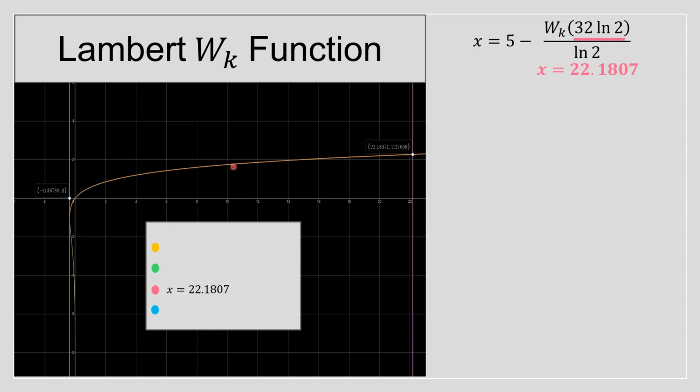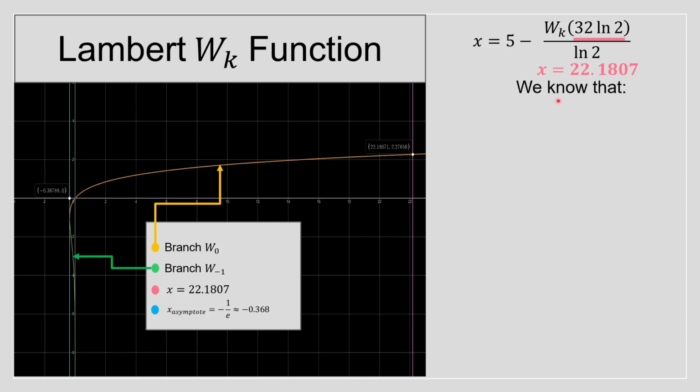Now I'll explain this whole graph. Branch 0, or W of 0, is this orange line. Branch negative 1 is this green line over here, as you can see. It goes outwards and comes right in, trying to touch the y-axis. And the asymptote here is negative 1 divided by e, which is this blue line.